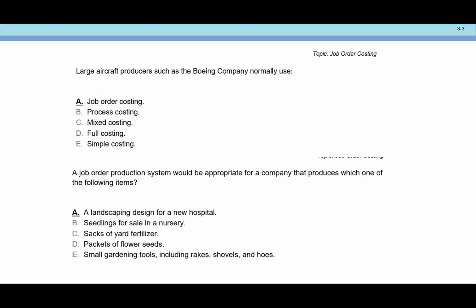But for this one, you probably wouldn't be able to answer it if you hid the answer. Oh yeah. So large aircraft producers such as Boeing are going to use what? Job order costing, right? Right off the slide.